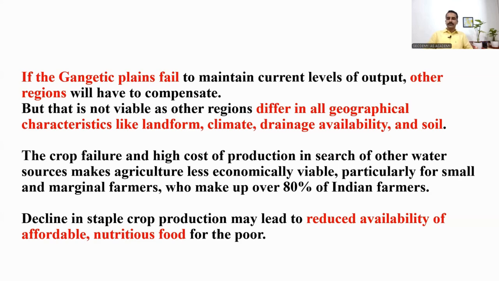Crop failure and the high cost of production in search of other water sources make agriculture less economically viable, particularly for small and marginal farmers who make up over 80% of Indian farmers. A decline in staple crop production may lead to reduced availability of affordable and nutritious food for the poor. Not only for the poor, but for all people. Thus it causes food insecurity issues in the country.